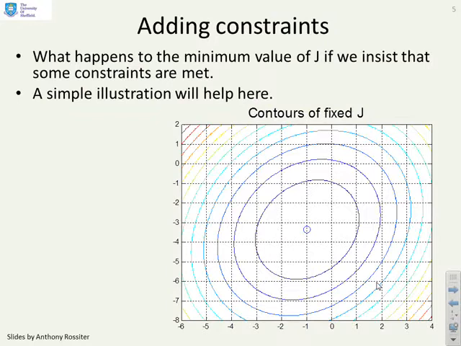What we're going to do next then? We're going to add some constraints into this problem. So what happens to the minimum value of J if we insist that some constraints are met? So again, you'll notice we've given the contour plots of J, and the place where we'd really like to be, if we can, is this center point, because that's where J is as small as possible.